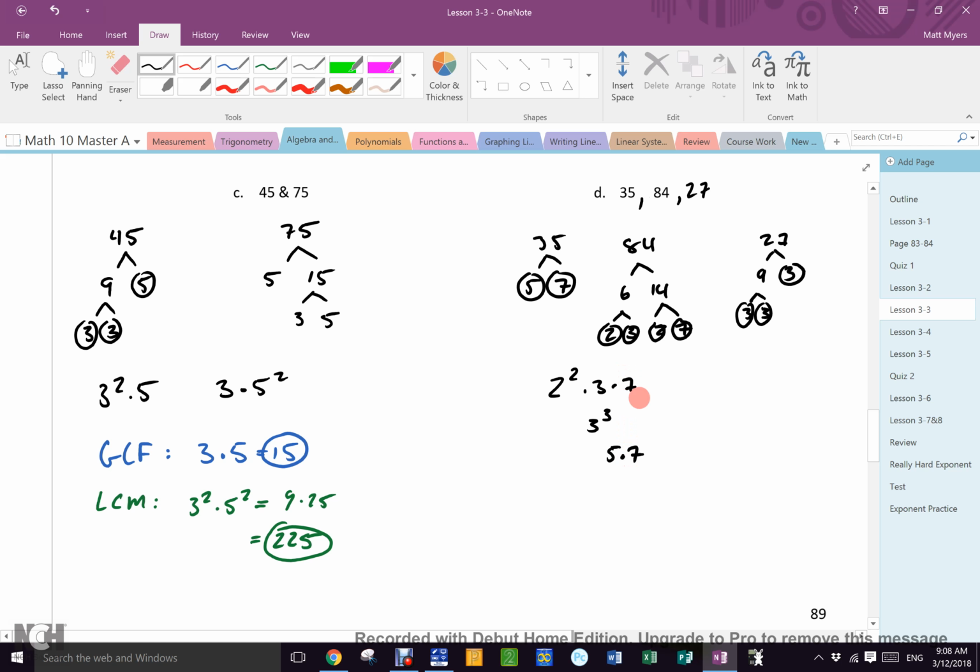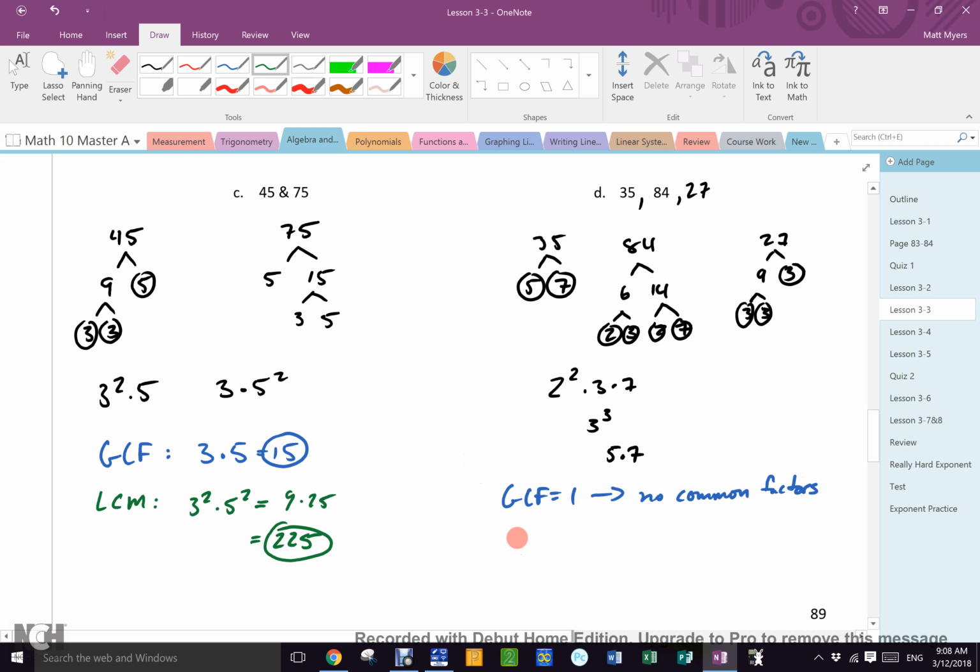So what is the GCF? No. No. What's the number that is common to every single number? 1. So the GCF equals 1. Because 1 times 35, 1 times 84, 1 times 27, right? Now, oh, I should have done that in blue. Sorry. GCF equals 1. Why? Because there's no common factors.